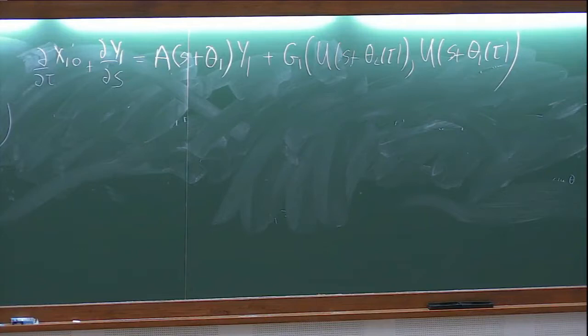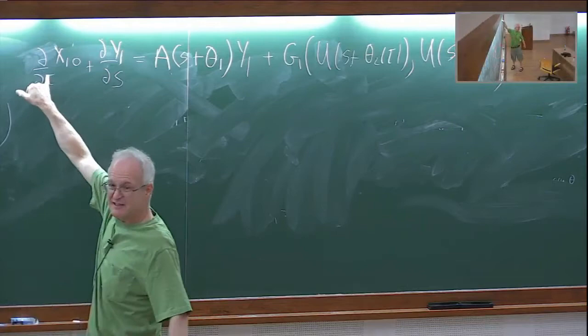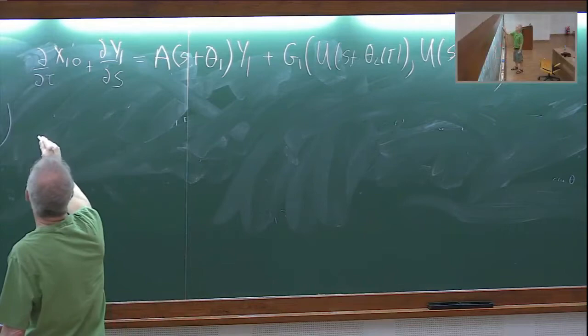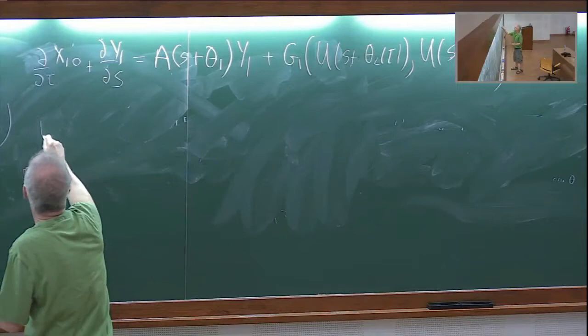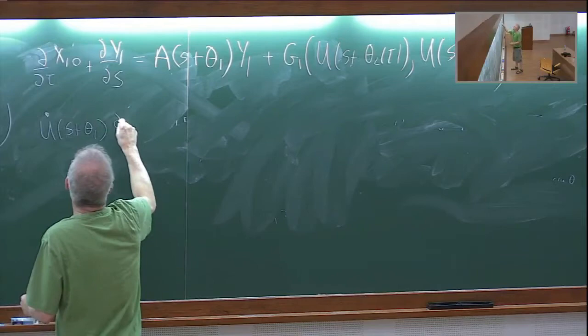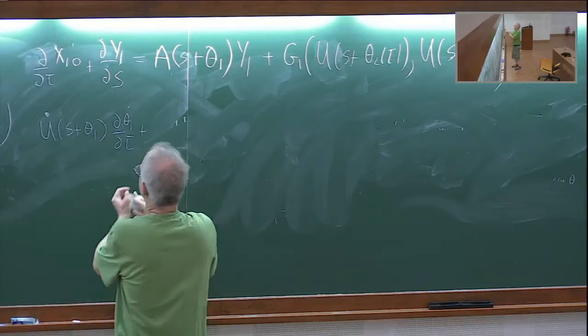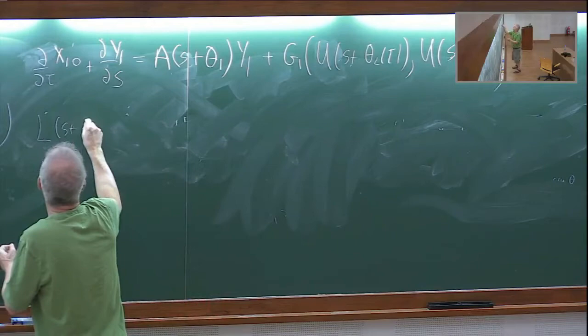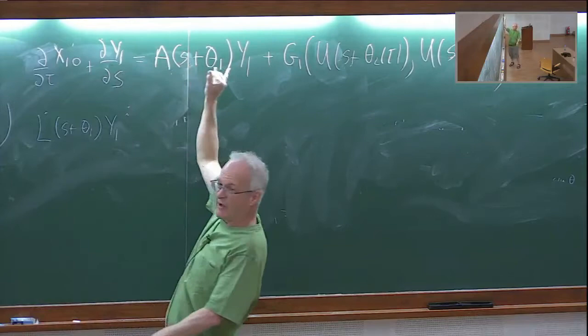Similarly, what is this equal to? Let's do this derivative. We can write this as d theta 1 d tau times u dot of s plus theta 1. Let me rewrite this: I'm going to write this as L of s plus theta 1 y1. I'm doing that to emphasize that this is all s plus theta 1.